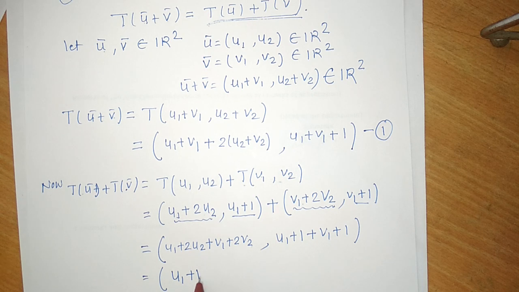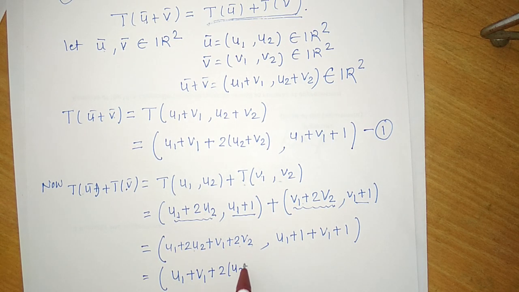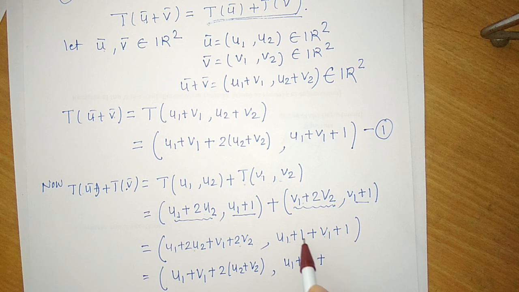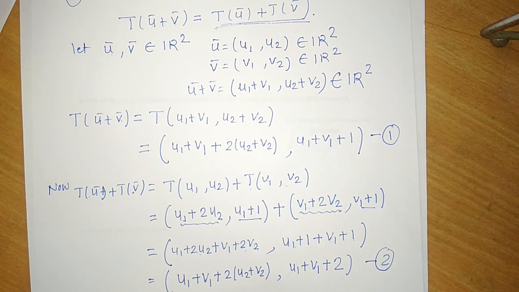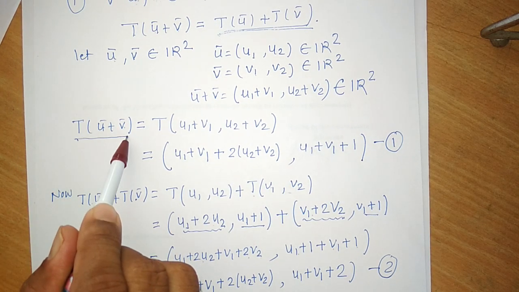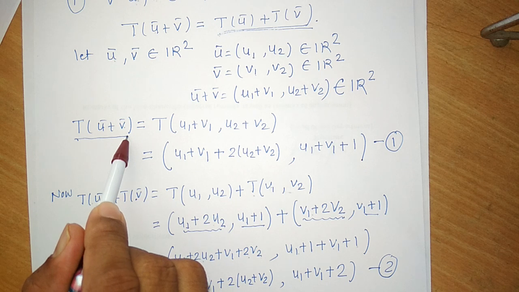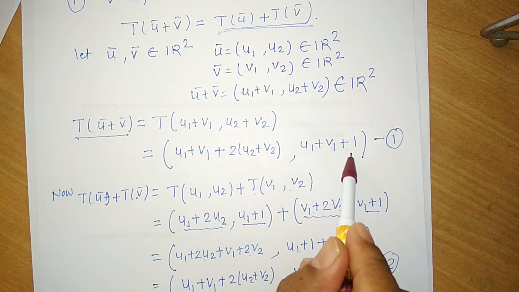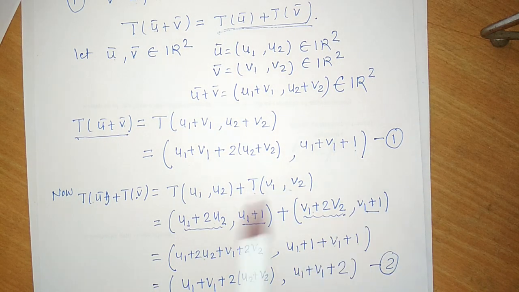Now if we simplify, what happened? u1 plus v1 plus, taking 2 common, 2 times u2 plus v2, and u1 plus v1 plus 1 plus 1, which is 2. We call this the second equation. Now we observe: this is T of u bar plus v bar, and its image is this vector. And for T of u bar plus T of v bar, the image is this vector.